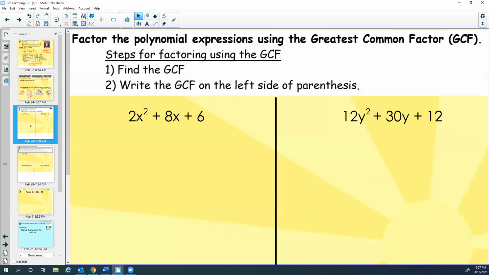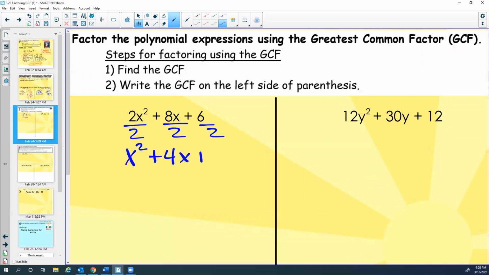So what we have to worry about now is that the first thing that I always want to look at on every problem is, do I have a greatest common factor? Is there something that I can divide out of all 3 terms? So like on this problem here, I see I have 2x squared plus 8x plus 6. Well, the greatest common factor, the single number that I can divide out of all 3 of those is the number 2. So that means I'm left with x squared plus 4x plus 3. Now here's the thing to remember, that 2 is not going to just disappear. The 2 now goes on the outside.